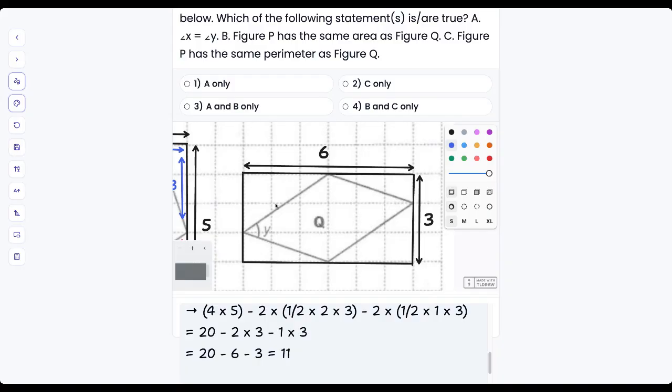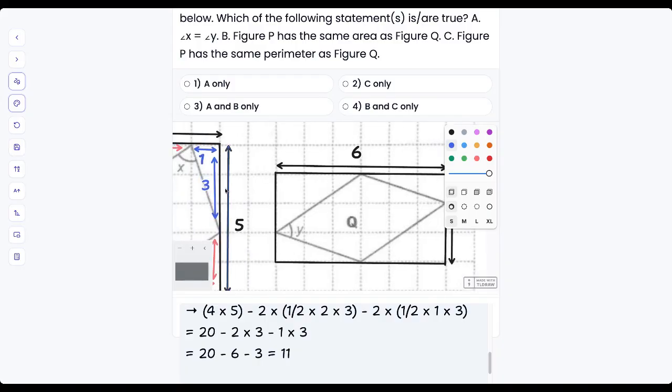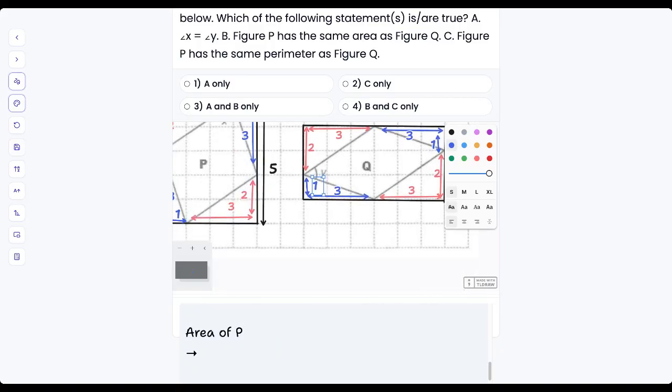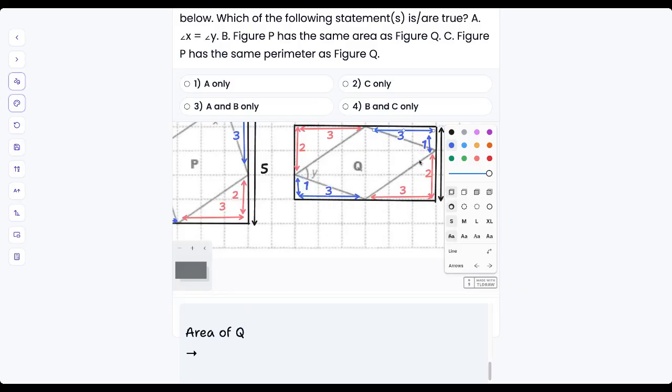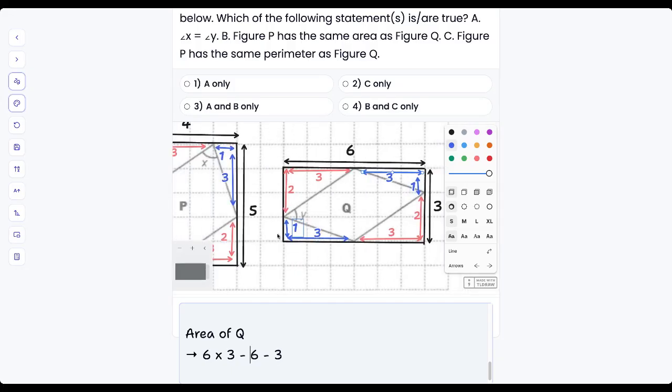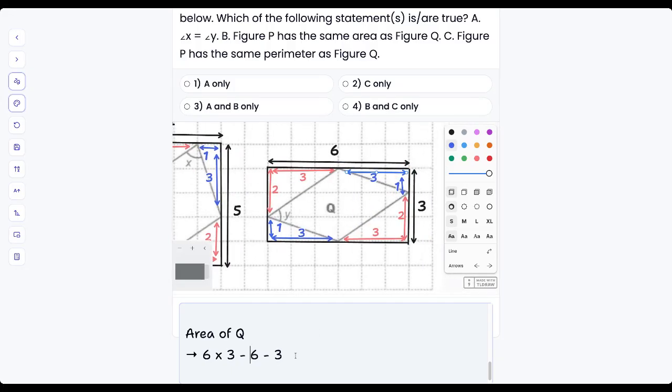Okay, so Q, roughly the same way of how we measure. So in this case, let me put the measurements down. So you can see Q over here, right? Sorry, area of Q, not area of P. Area of Q, they actually have the same triangle surrounding it. But the difference is that the box that we surrounded with the black outline is actually 6 times 3. So we just minus what we minus earlier, which is minus 6 and minus 3, because they are exactly the same, right? So it's 2 and 3 on both sides and 1 and 3 on both sides as well. All right. So in this case, 6 times 3 minus 6 minus 3.